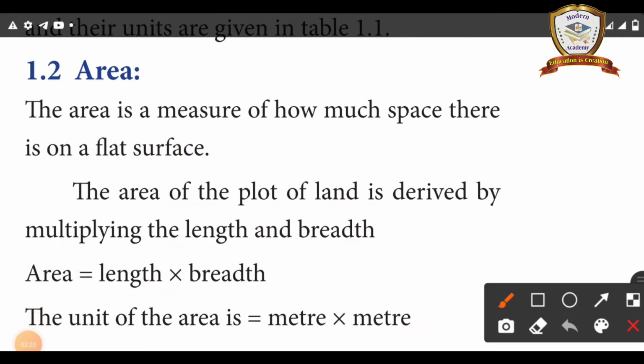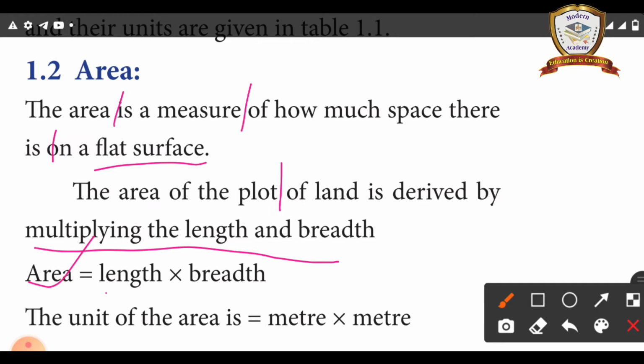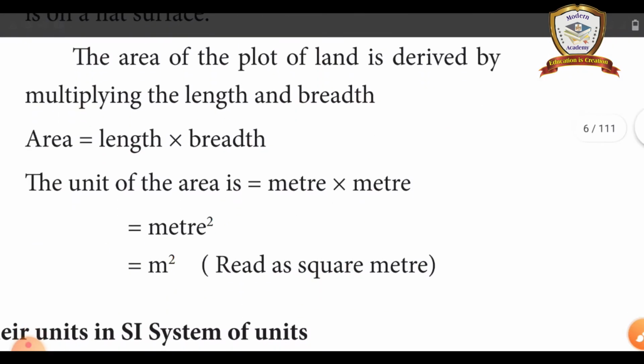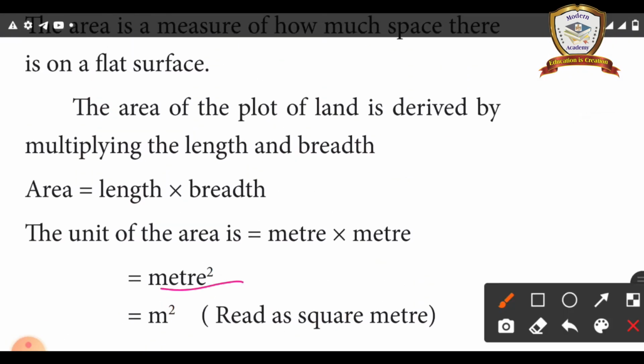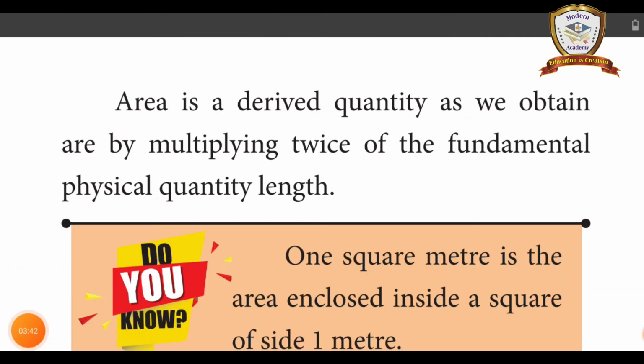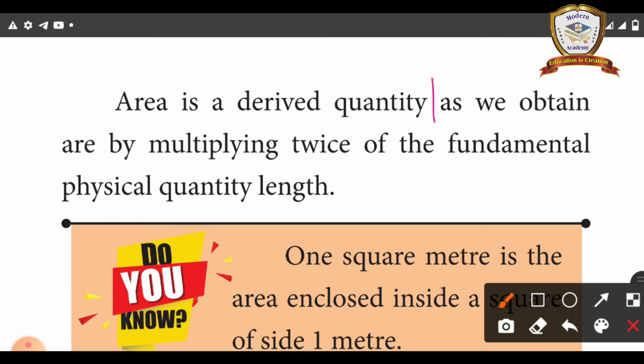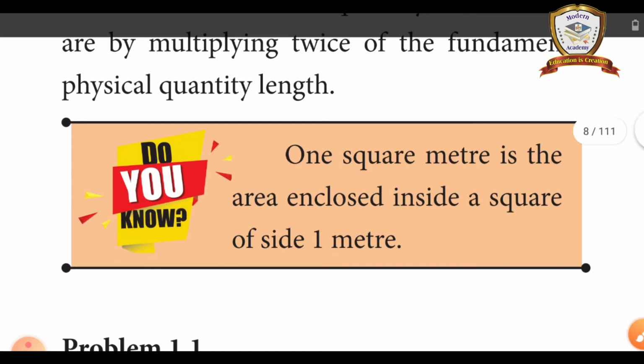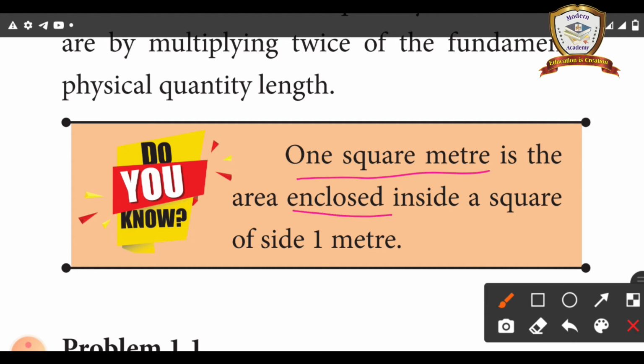Next, area. Area is a measure of how much space there is on a flat surface. The area of a plot of land is derived by multiplying the length and breadth. Area is equal to length into breadth. The unit of area is meter into meter, that is square meter, that is meter square. Next, area is a derived quantity as we obtained it by multiplying twice the fundamental physical quantity length. Next, the square meter is the area enclosed inside a square of side 1 meter.